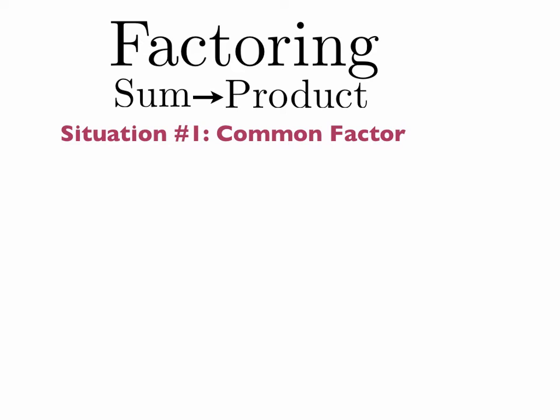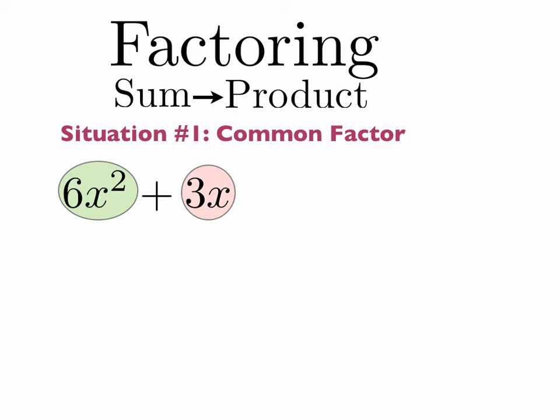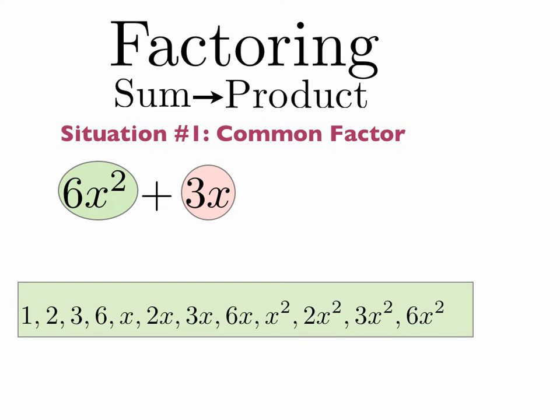And the first situation is when the terms have a common factor. Here's an example. 6x squared plus 3x. These terms, 6x squared and 3x, they both have a lot of factors, and it might be a good idea to list them. These are all the factors for 6x squared: 1, 2, 3, 6, and then all the combinations of those constants and the variables.